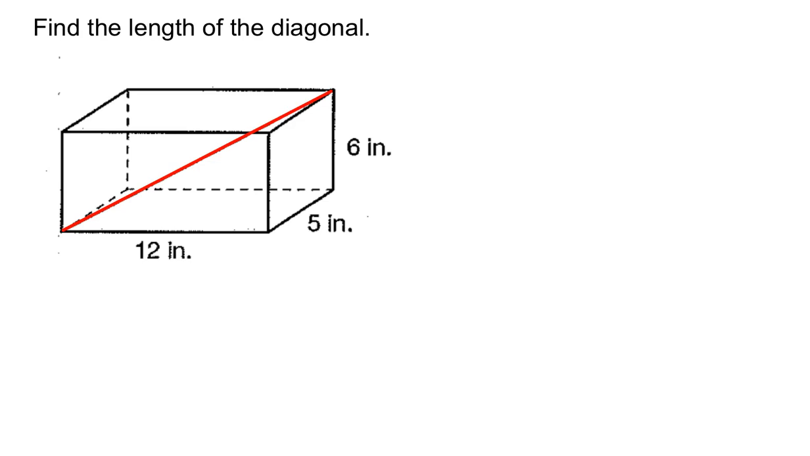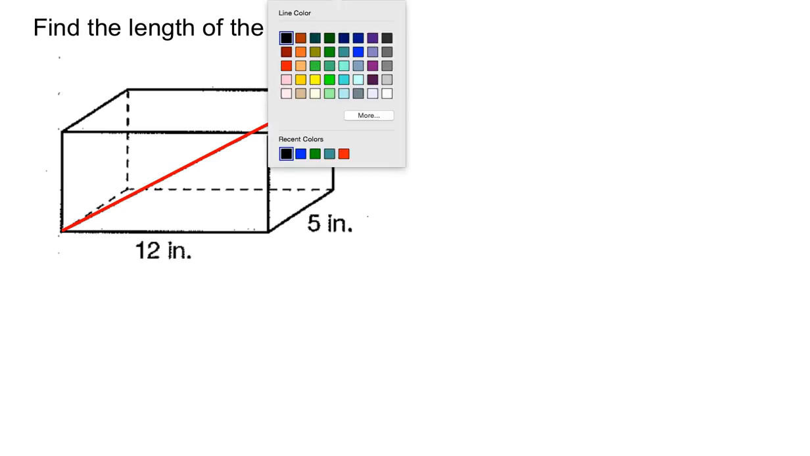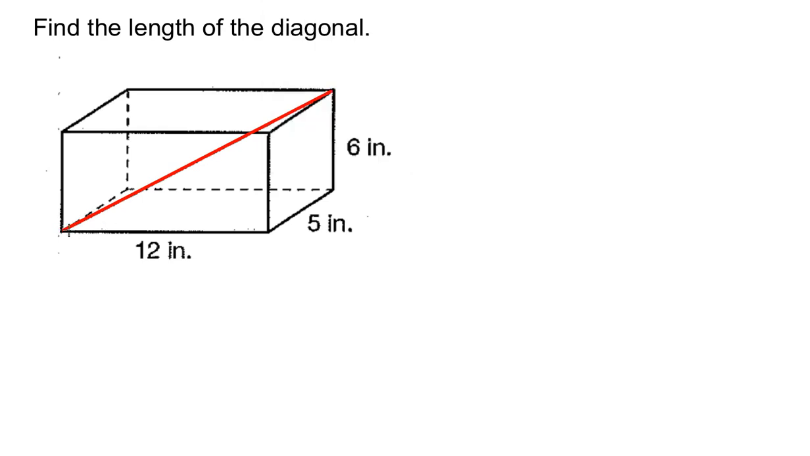In order to get this diagonal, I'm going to actually use the Pythagorean theorem twice. I'm going to look at my base. Right, so my base is here, my bottom rectangle. And in that bottom rectangle, it forms a right triangle. So where's that right triangle? Yep, it's going to be from the 12 inches and the 5 inches, and then down from the right one. Okay, so it should be from here to here.